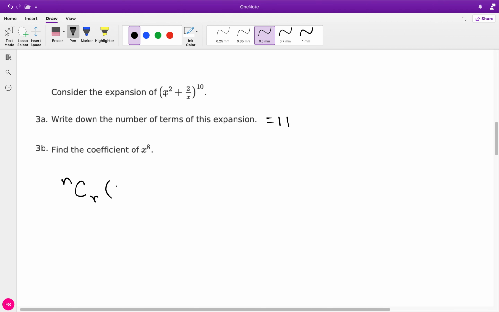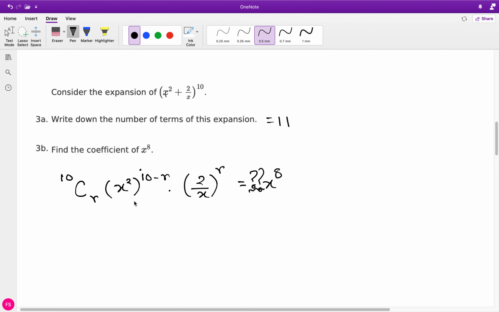The first term is actually, instead of n, I'm just going to write 10 because I know it already. 10Cr, the first term is x to the power of 2, to the power of 10 minus r, times the second term, which is 2 over x in this case, to the power of r. I don't know what this is, but this has to be equal to x to the power of 8 and then something. And we need to figure out what this term is.